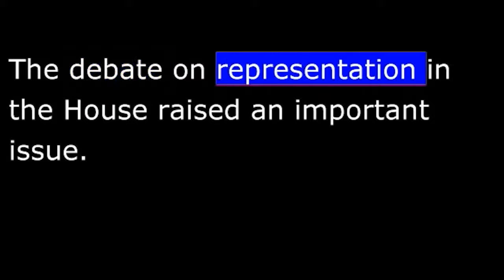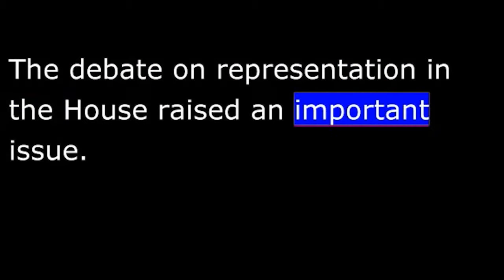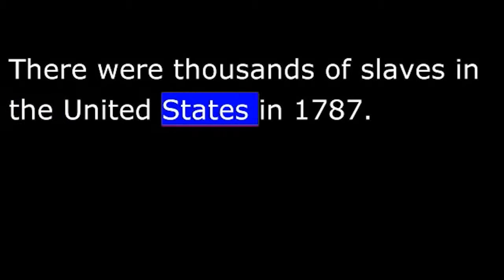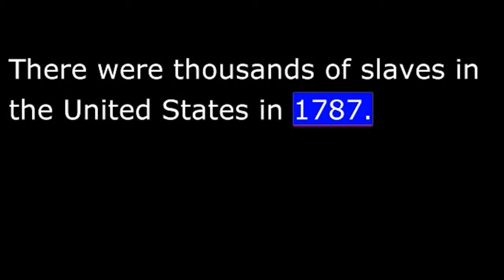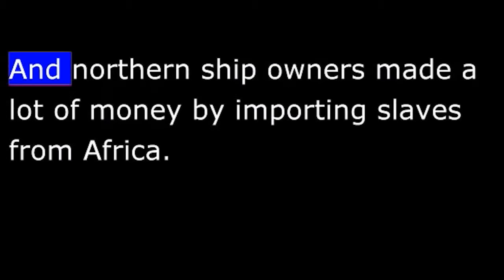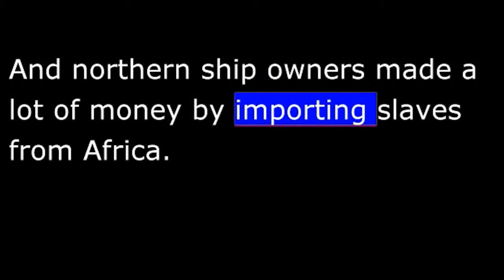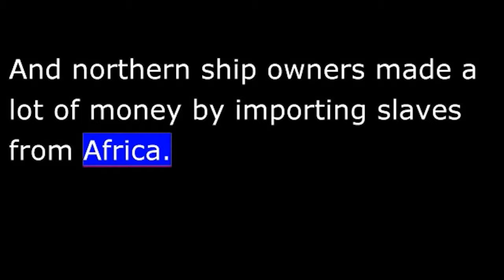The debate on representation in the House raised an important issue. No one wanted to talk about it, but all the delegates knew they had to discuss it. The issue was slavery. There were thousands of slaves in the United States in 1787. Most of them were in southern states. But there were many slaves in the North, too. And northern ship owners made a lot of money by importing slaves from Africa.